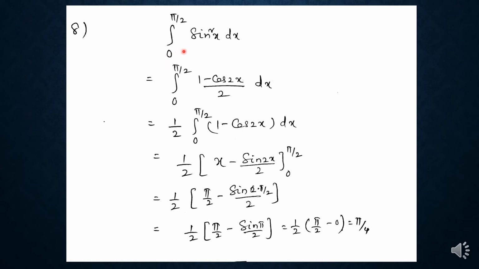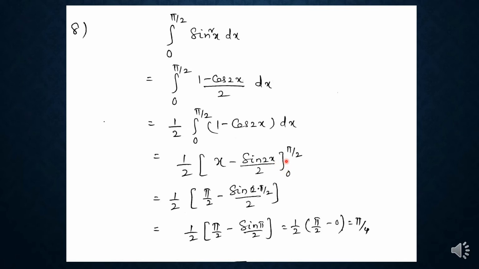Here in the problem we have the integral from 0 to pi by 2 of sin square x dx. Sin square x can be written as (1 minus cos 2x) by 2 dx. Now first integrate the function, taking 1 by 2 out of the integral. Then we get half into the integral from 0 to pi by 2 of (1 minus cos 2x) dx. Integral 1 dx is x, minus integral cos 2x dx is 1 by 2 sin 2x, from 0 to pi by 2.